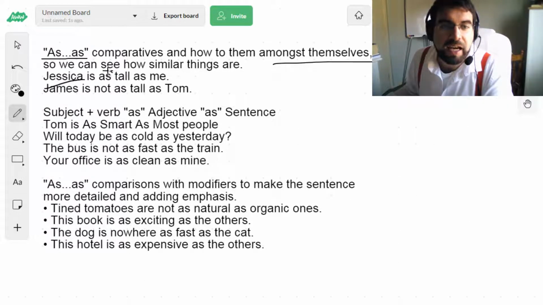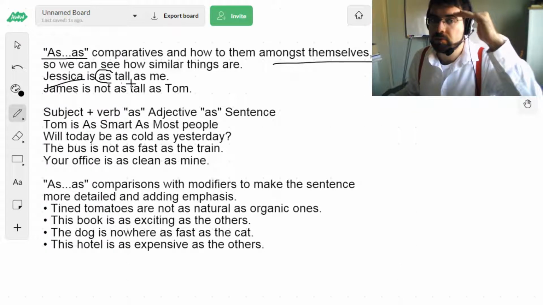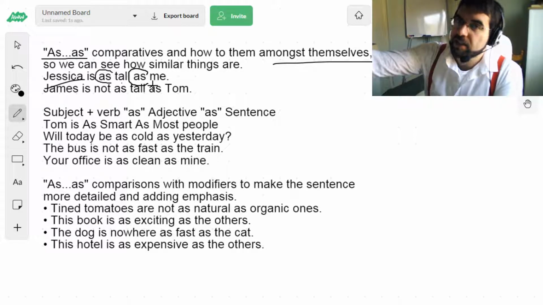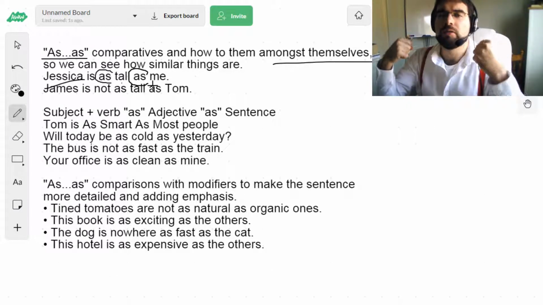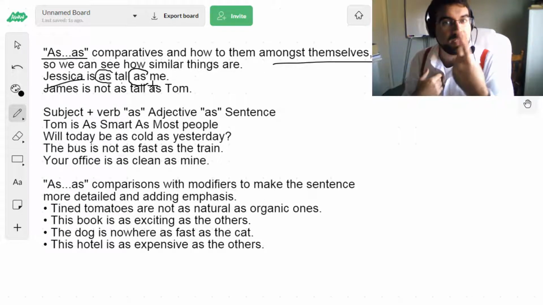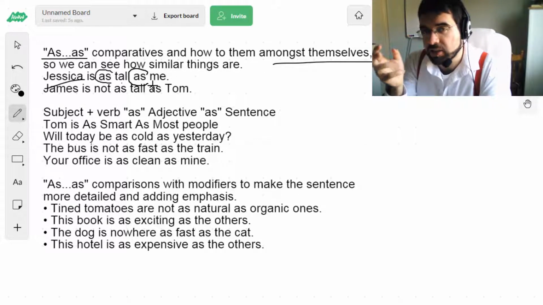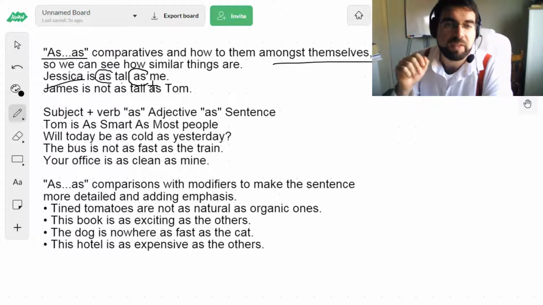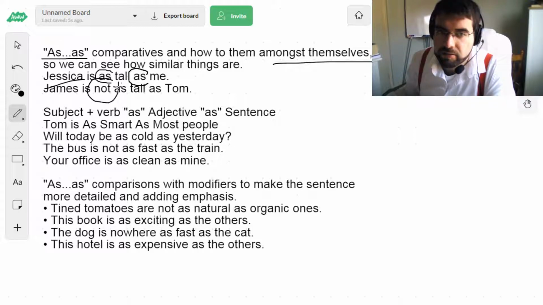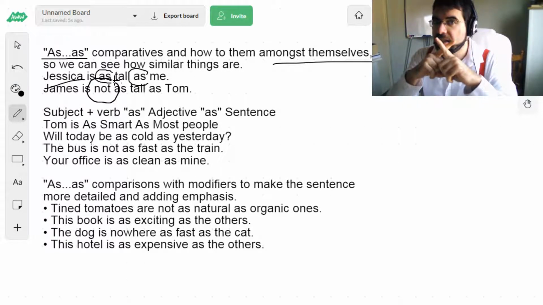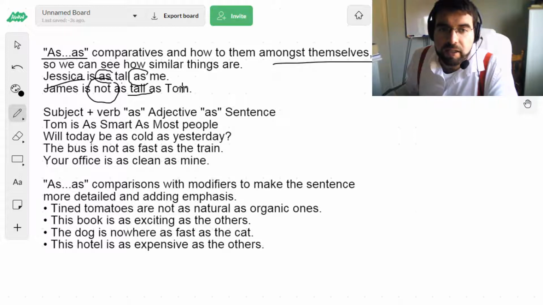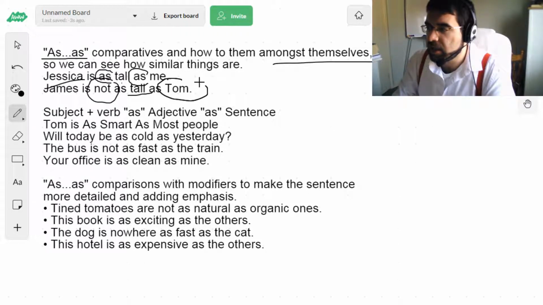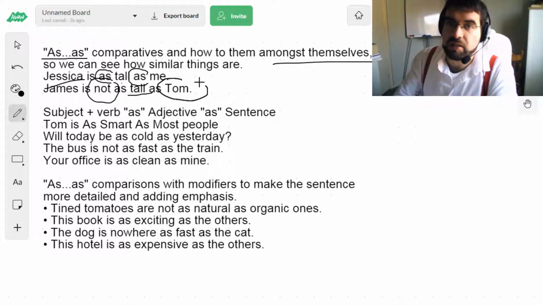Jessica is as tall as me. He is as strong as me. Nice little caveat in English when comparing things: as. James is not, so it's the opposite, the negative. Not as tall as Tom. Jessica is not as old as me.